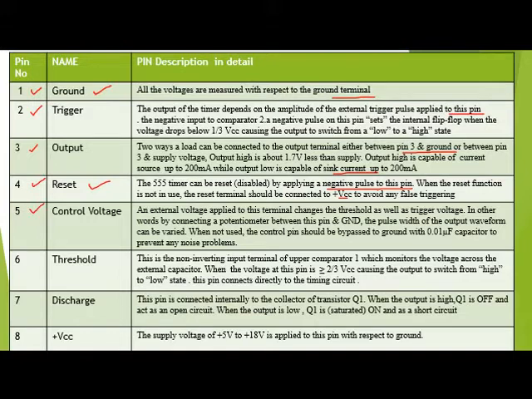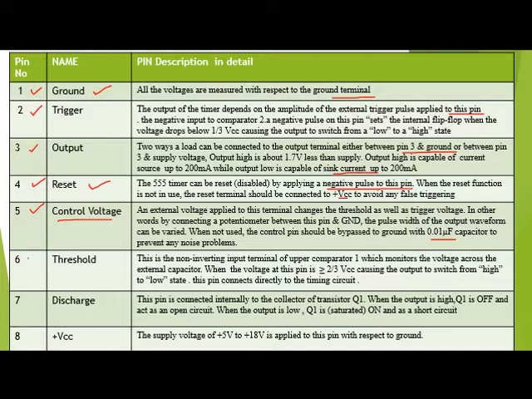Next is pin number 5, called the control voltage. It is an external voltage applied to this terminal to change the threshold as well as the trigger voltage. By connecting a potentiometer between pin number 5 and ground, the pulse width of the output waveform can be varied. When it is not used, the control pin should be bypassed to ground with a 0.01 microfarad capacitor to prevent any noise problem.